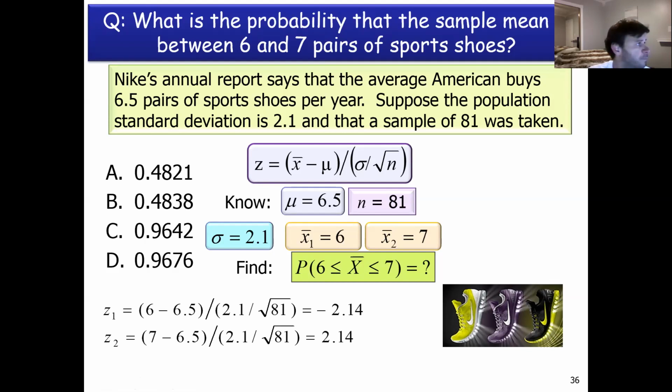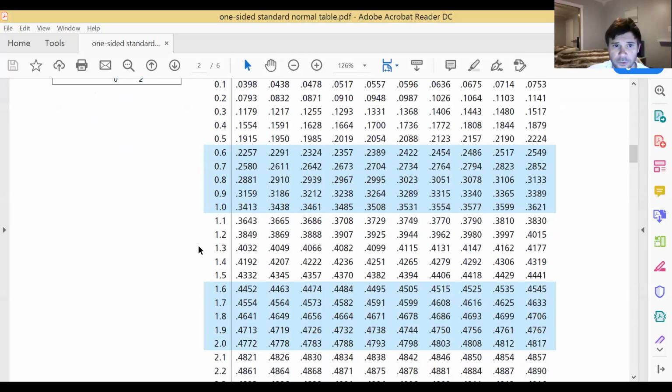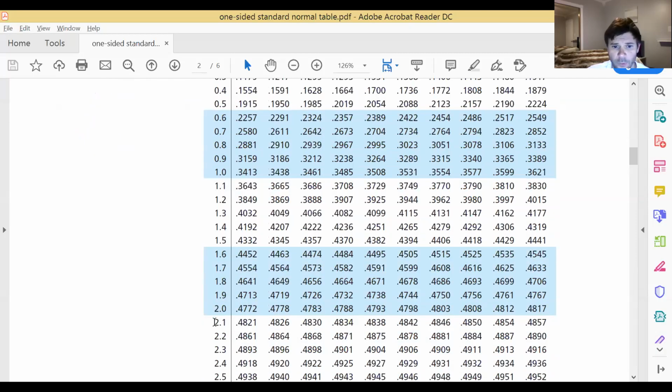And again, at this point, we can take a look at our standard normal table, and we're looking for a value of 2.14. So we're going to scroll down here. Here's 2.1. Here we are, and we want 2.14. Here's the 0 column. 1, 2, 3, 4. That's 2.14. It corresponds to this probability, 0.4838.